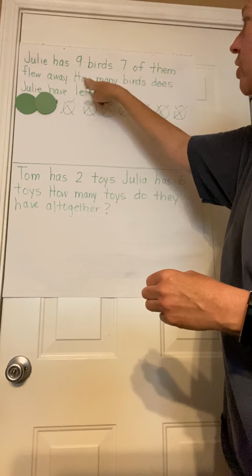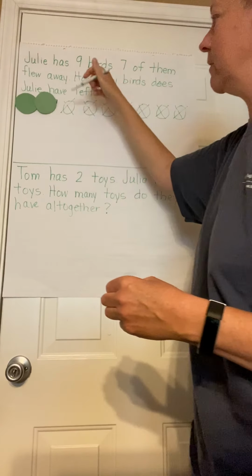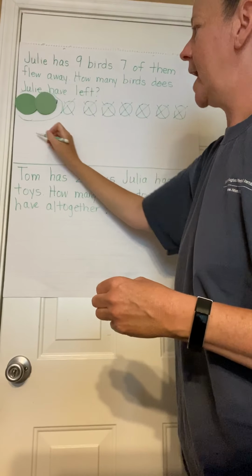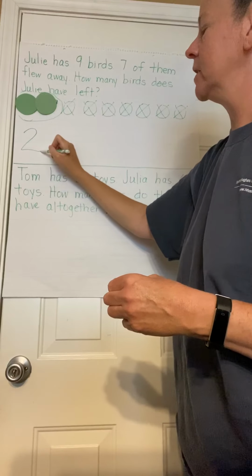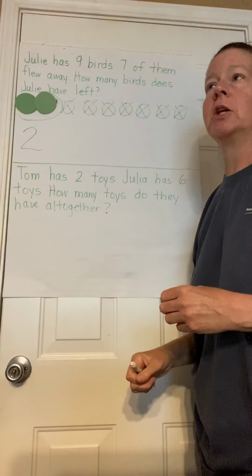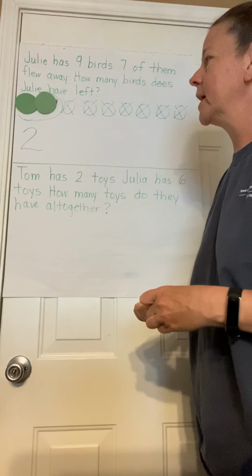And the last question, how many birds does Julie have left? And what we do is we circle the birds that Julie had left. How many did she have left? 1, 2. We have to count and see how many she had left. We don't just guess, we have to count.